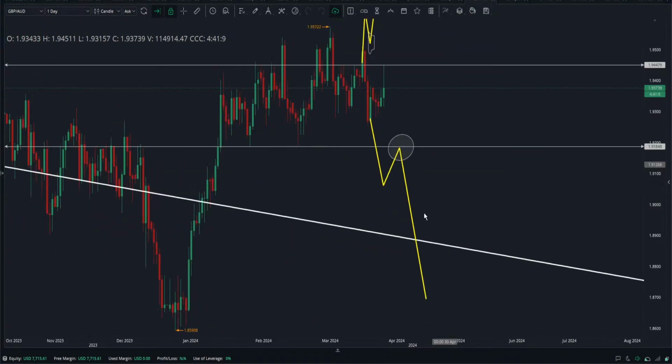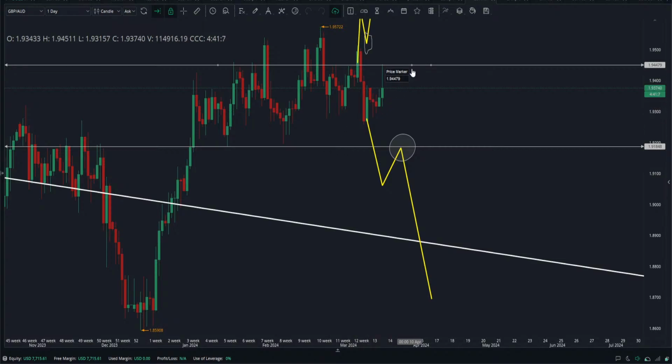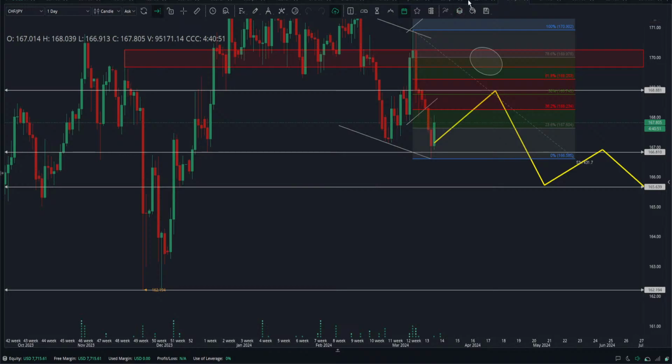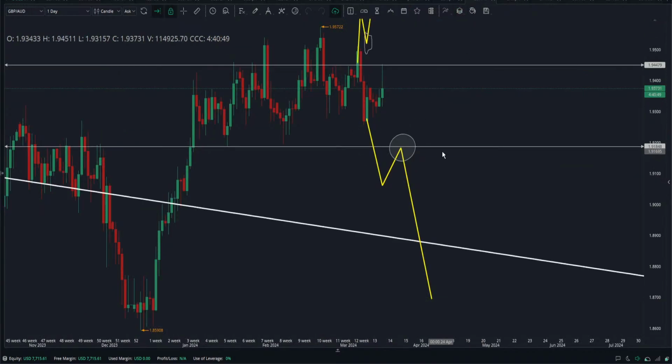GBP AUD, today it rose higher, got rejected at 1.9447. This was the technical level, okay, and now since it has hit the resistance, we are expecting it to go down towards 1.9184. Let's see how the things unfold. I'm not trading this market. This is not going anywhere, so I'm not trading this market. Yes, if it breaks below 1.9184, then I will be looking for a shorting opportunity.